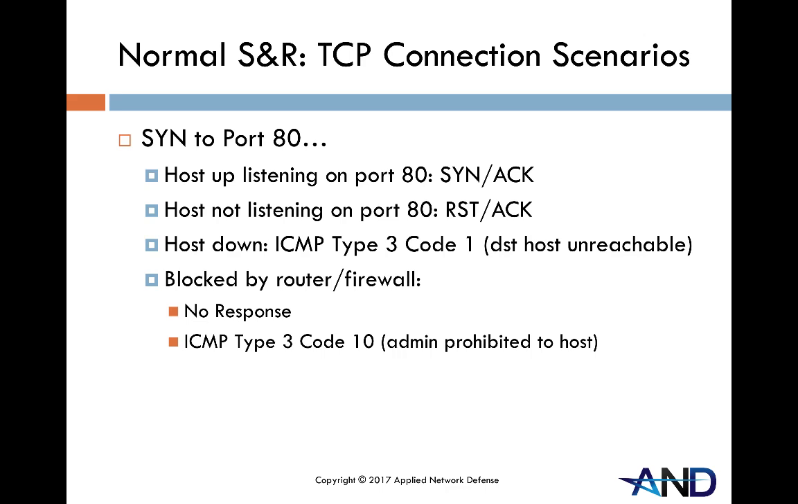For the most part, these first couple of things, whether the host is up and listening or not listening, or the host is down, those are generally going to be followed. But when you get into the sense where something's being blocked by a router or firewall, your responses may vary a little bit, and you may see a little variance in what you would expect there. When you see that variance, that would certainly fall into the bucket of abnormal stimulus and response.